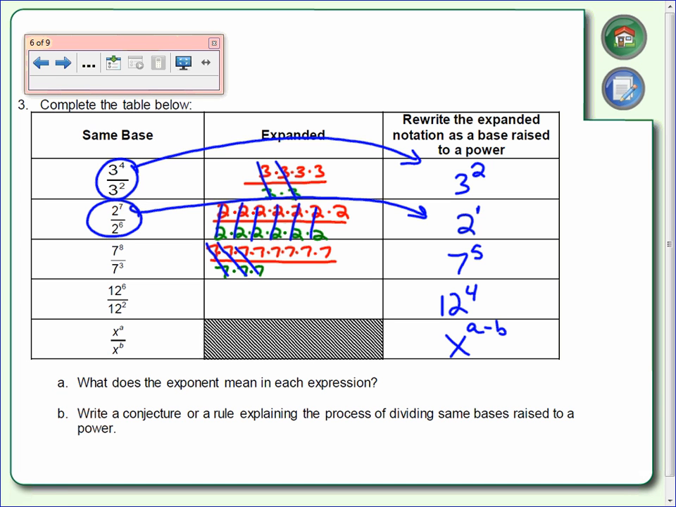All right, so A wants to know how does the exponent, or what does the exponent mean in each expression? What does it mean? It represents how many, let's write this down, how many sets of the base are in the expression?